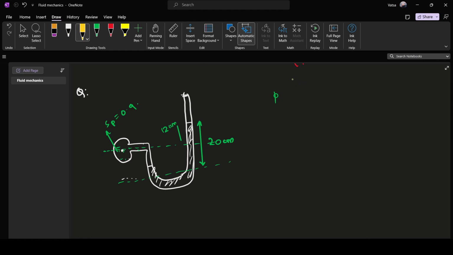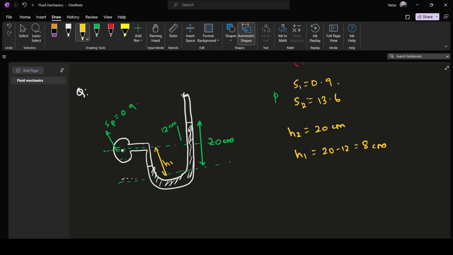Let's take down what is given. Specific gravity of this lighter liquid is 0.9, and this heavier liquid is mercury. So specific gravity of the heavier liquid, mercury, is 13.6. That is to be noted because it won't be given usually. So H2 is 20 centimeter and H1 is 20 minus 12, which is 8 centimeter, because H1 is this distance. This is H1.